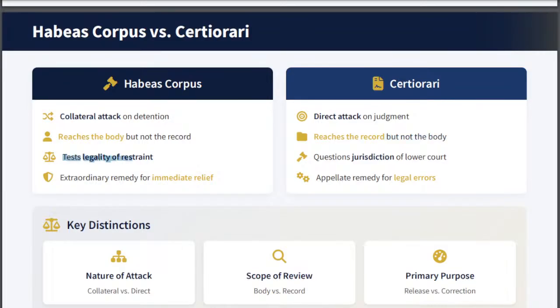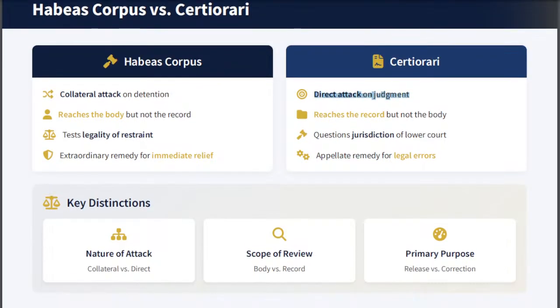Habeas corpus tests the legality of restraint, but certiorari questions the jurisdiction of the lower court. Habeas corpus is an extraordinary remedy for immediate relief. However, certiorari is an appellate remedy for legal errors. So, as we saw before, this isn't a collateral attack. This is an appellate attack directly on the judgment.